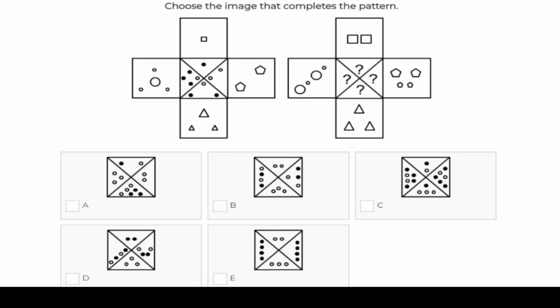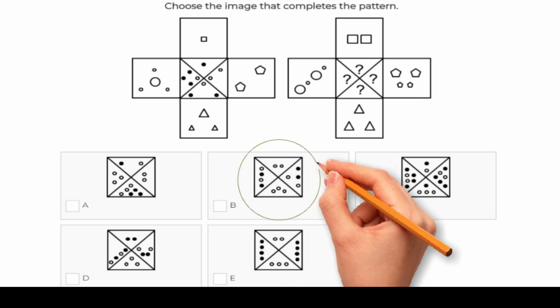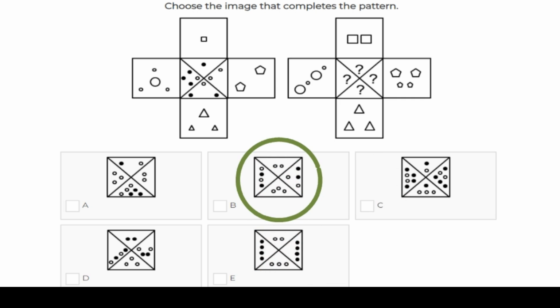4. Choose the image that completes the pattern. The answer is B. The unusual matrix invites us to find a correspondence between the outer shapes in each of the arms and the dots in the center of the matrix. We are supposed to understand the principles of the construct from the left matrix and then to apply them onto the right one in order to find the correct answer.